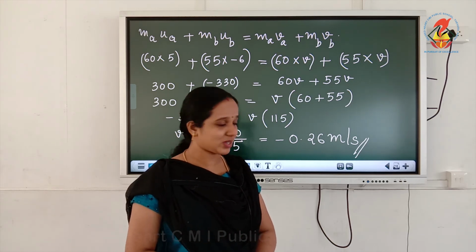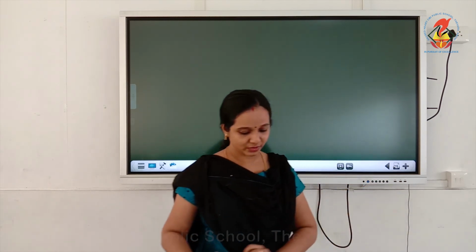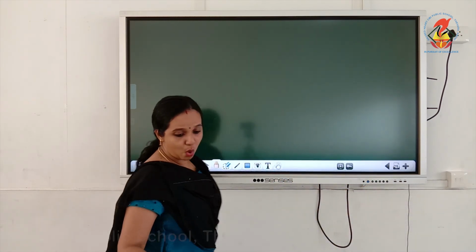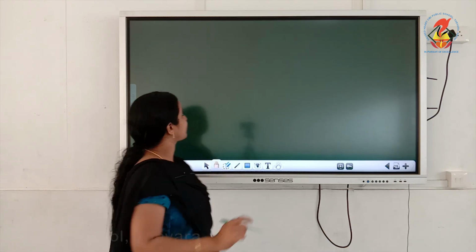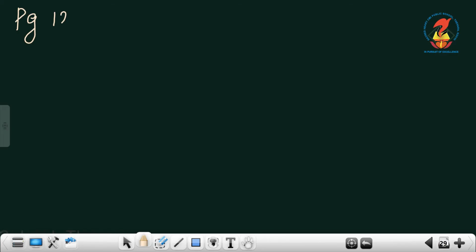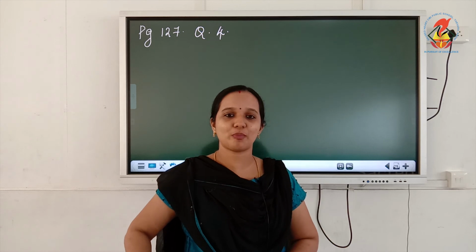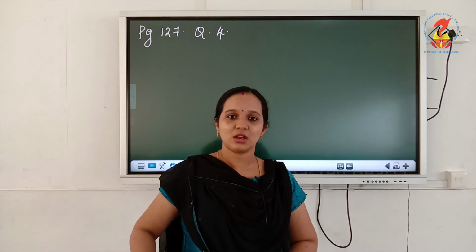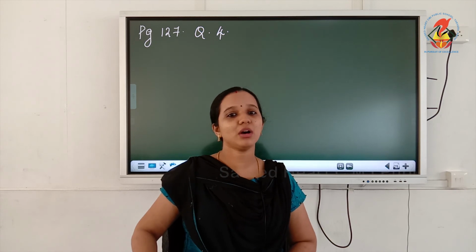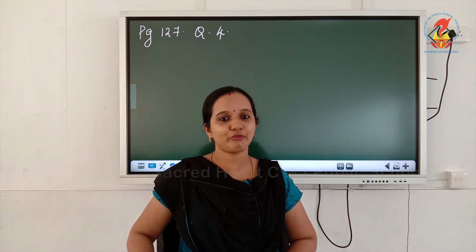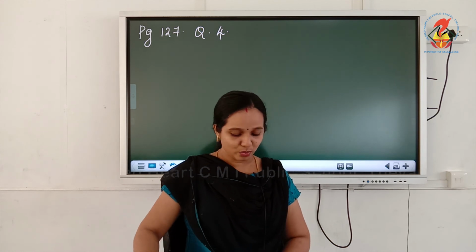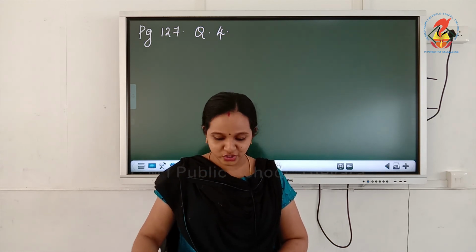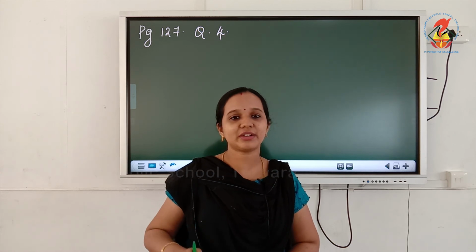Now, let us pass on to the next question, that is there in page number 127, question number 4. By the end of that topic, there are a set of blue questions. In those questions, we are doing question number 4. And the question is, two objects of mass 100 gram and 200 gram.